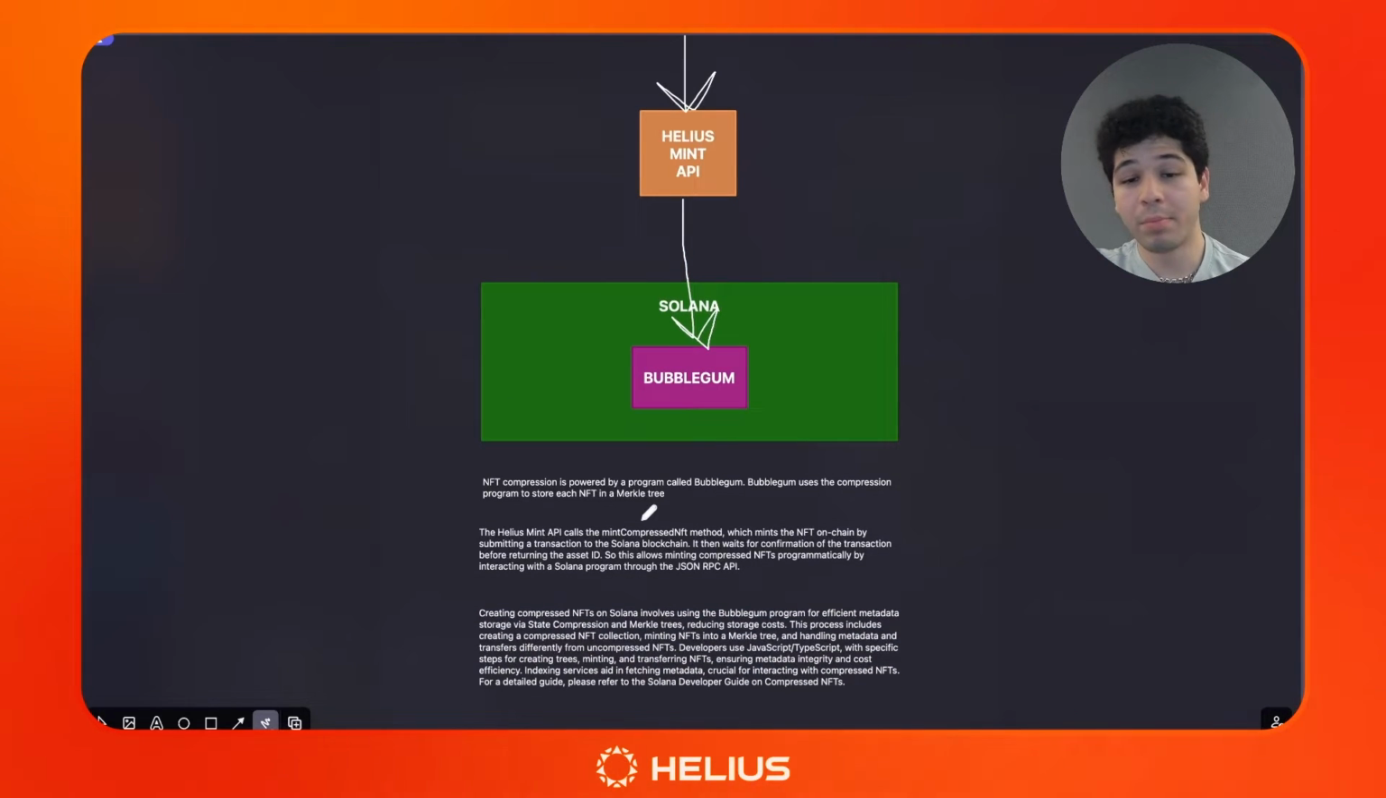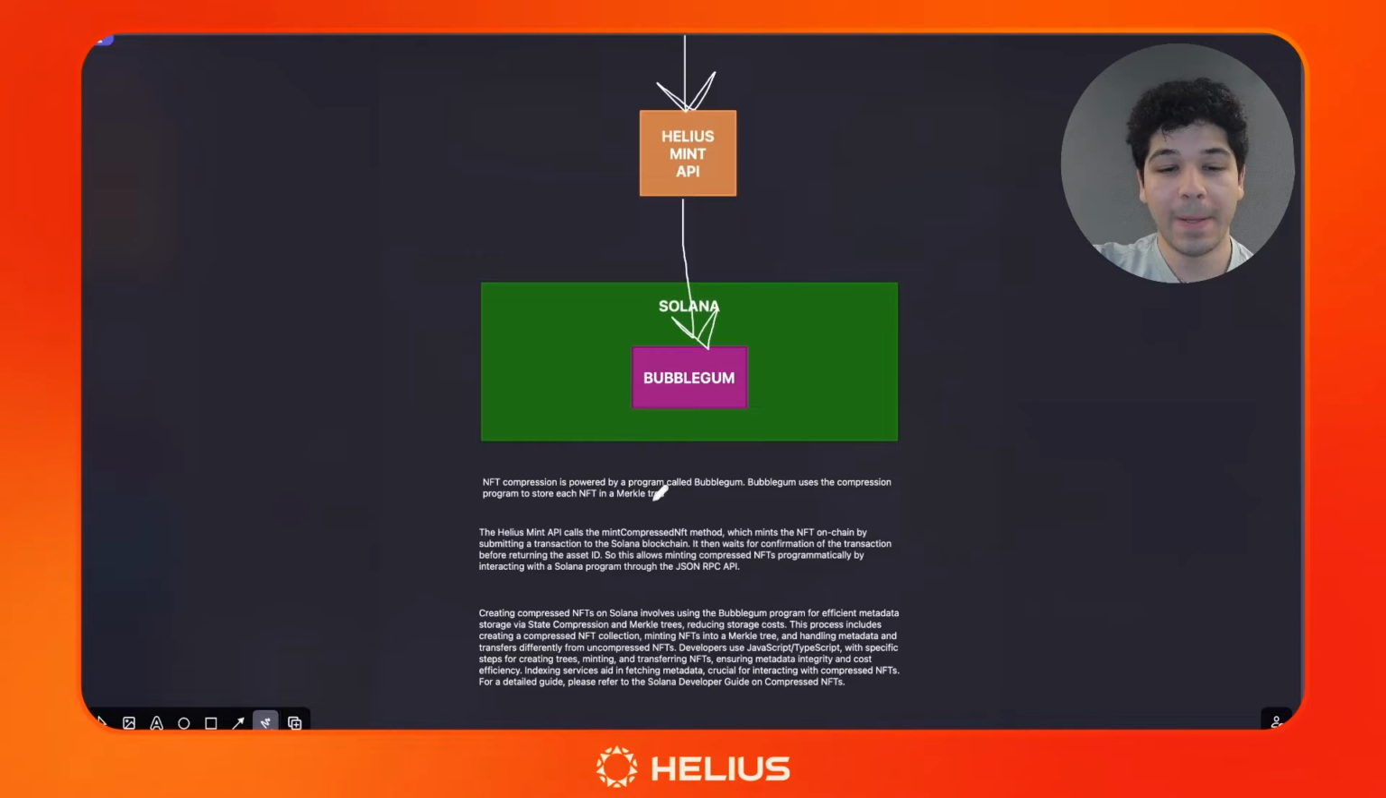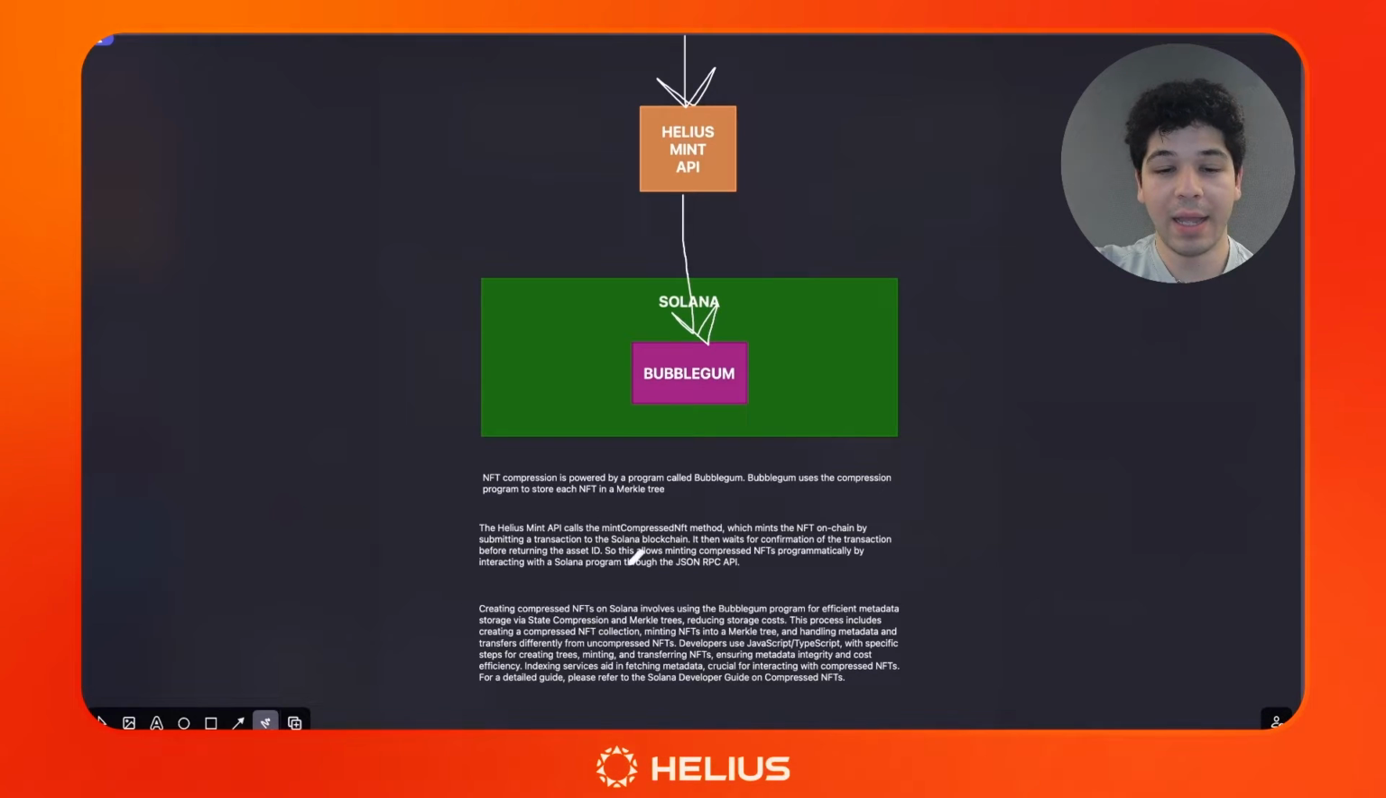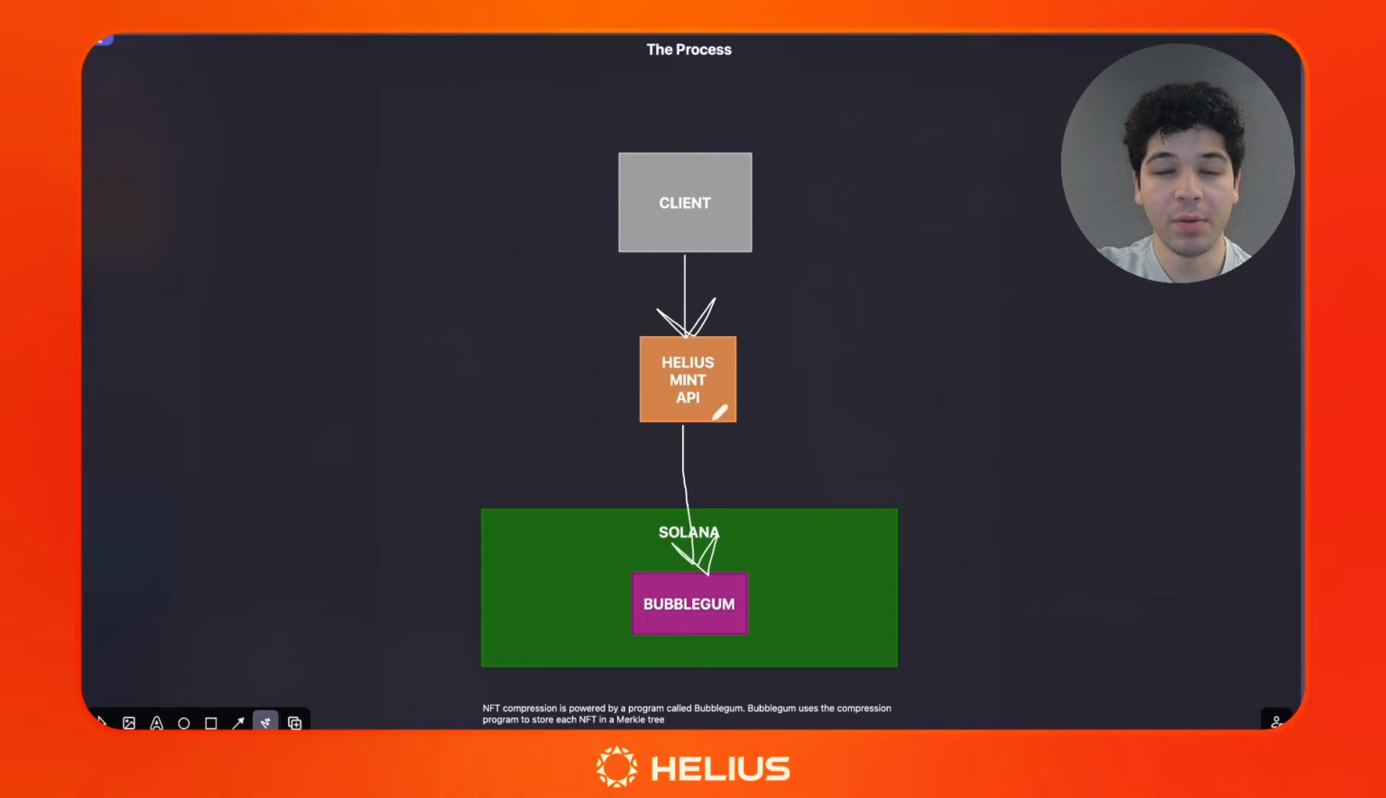And the Bubblegum program essentially uses the compression program, the Solana compression program, to create a Merkle tree and store each compressed NFT in that Merkle tree. And here's some more descriptive text that describes that process for you.